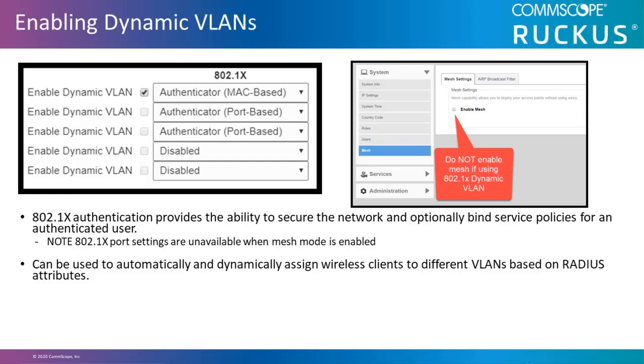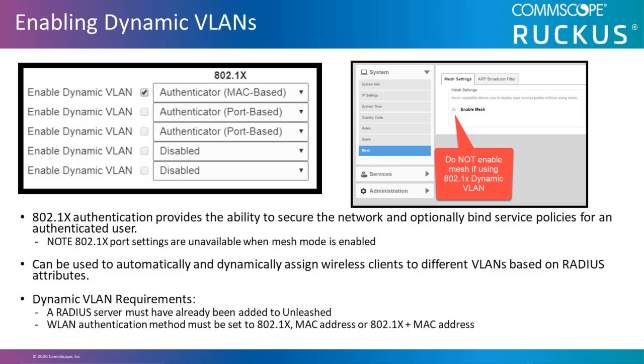Dynamic VLANs can be used to automatically and dynamically assign wireless clients to different wireless LANs based on RADIUS attributes. This allows the network admins to fragment a network into tiered sections based on resource authorization. Users in an organization are then segmented into these dynamic VLANs based on the resources they can access.